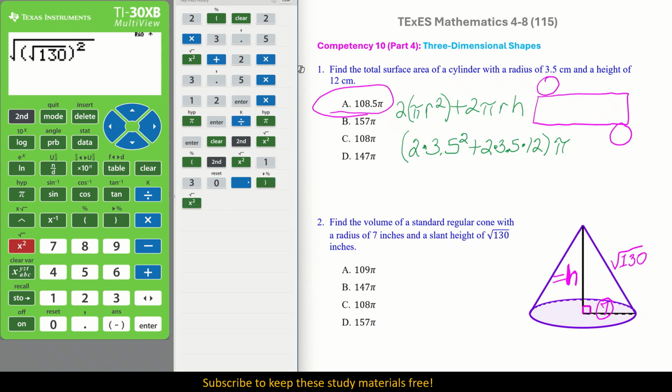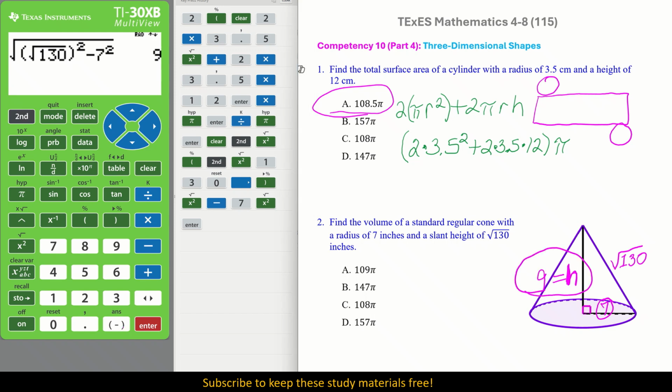Now, you're probably saying you don't have to do that. When you square a square root, it just becomes the number itself. Well, I'm trying to teach you so you see it. But play around with it different ways. It's your test. You do things the way you know you need to. Then you need to subtract this radius of 7 squared. Now, let's push enter. And we have 9. So we know that this is a height of 9.